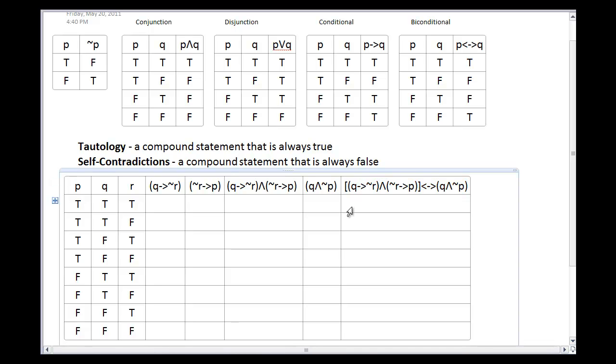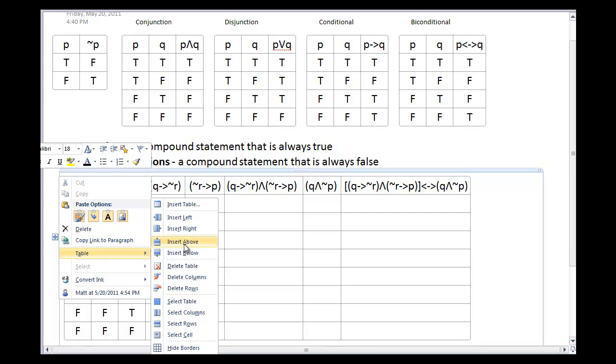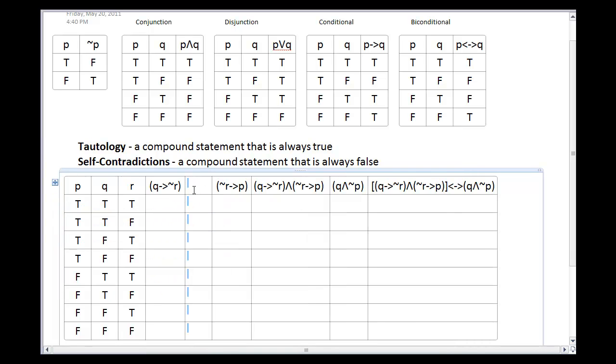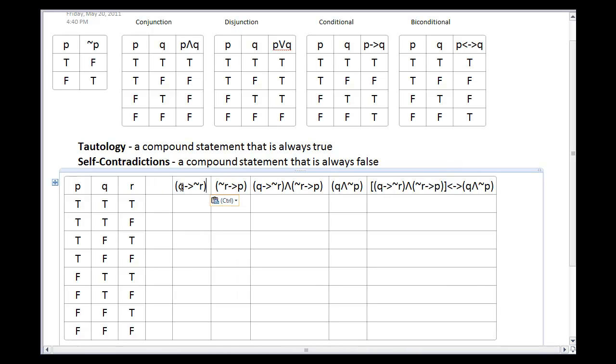I'm going to break it into chunks. I'm first going to understand what this statement means. Q implies not R. To make that happen, I'm going to have to get all sorts of things into play here. And since I have a not R and I have not P, I'm going to have to add myself two columns into here. One of my columns is going to give me not R, and one of my columns is going to give me not P.